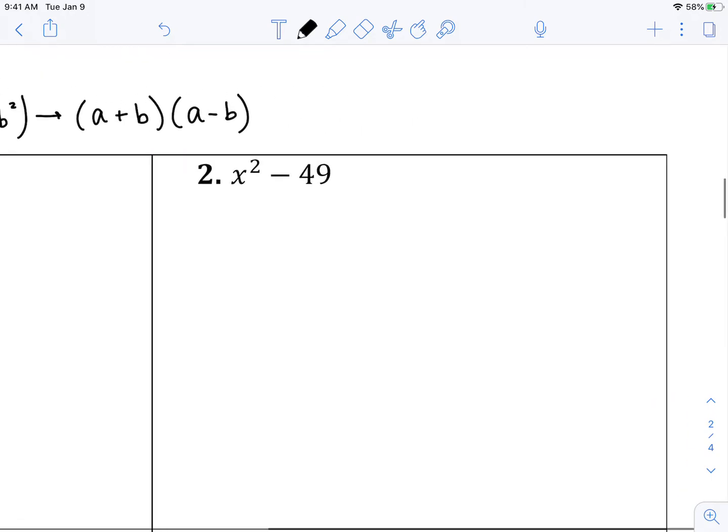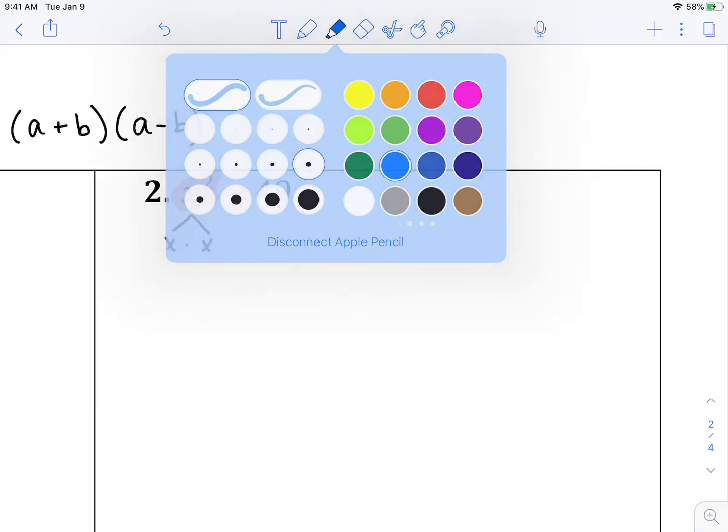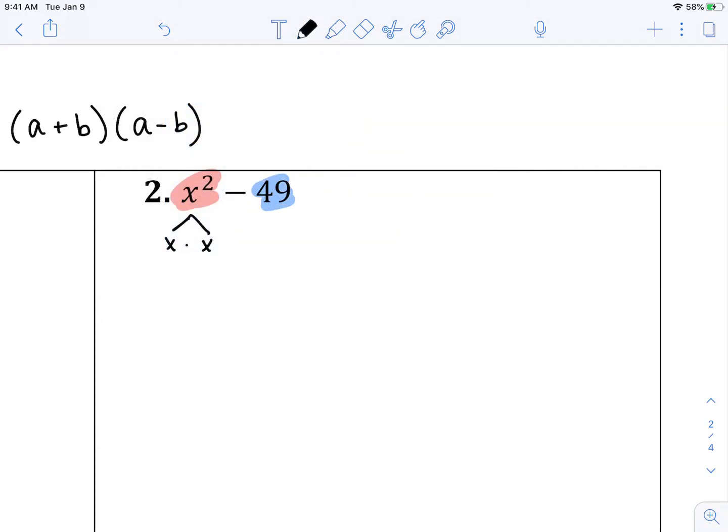Okay, same thing with number 2. So this is a perfect square because x times x, as well as the 49. So 7 times 7. So that becomes x plus 7, x minus 7.